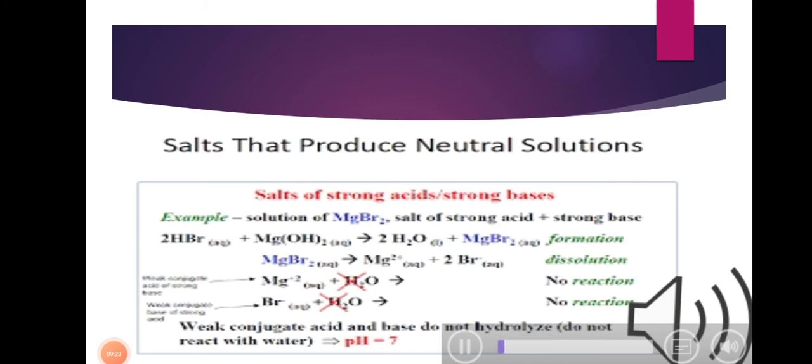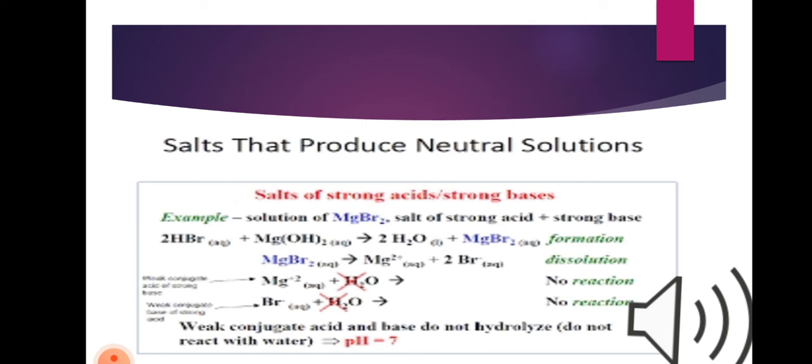So some examples are also given here. Salts that produce neutral solutions: salts of strong acids and strong bases. Example, solution of MgBr2, salt of strong acid plus strong base: 2HBr plus Mg(OH)2 gives rise to 2H2O plus MgBr2. That is the formation reaction, and then what happens?